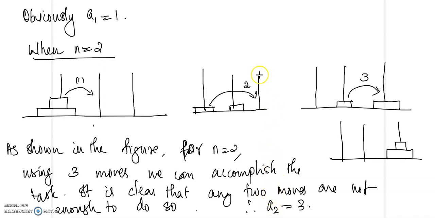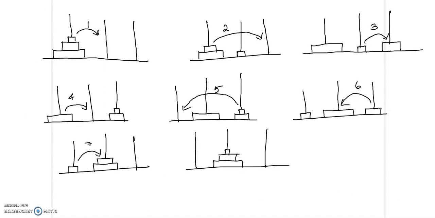A2 equal to 3. Now next we will look at the case for A3, the case with three disks. So when you have 3 disks, these are the movements. First we have 3 disks. The first move is to take the smallest disk from here and place it in a new position.